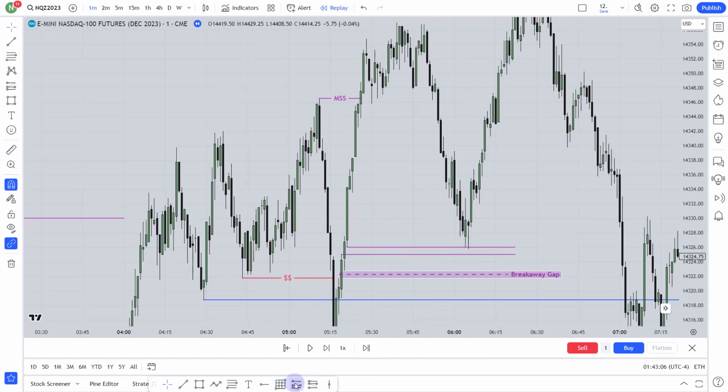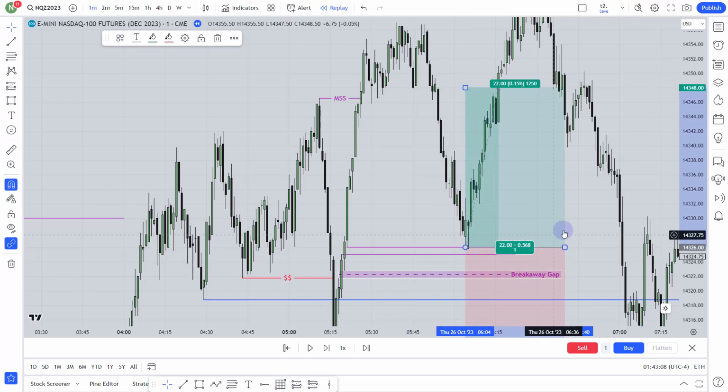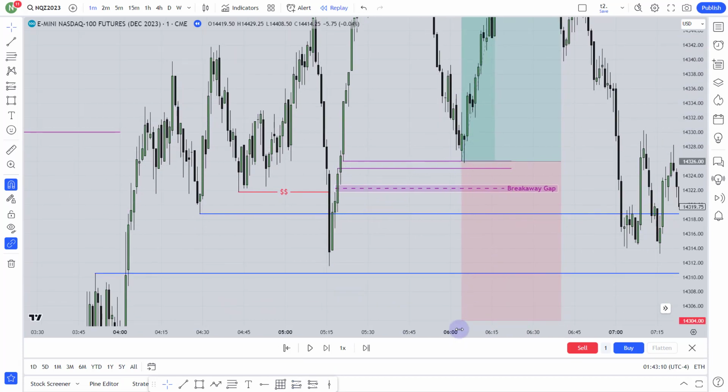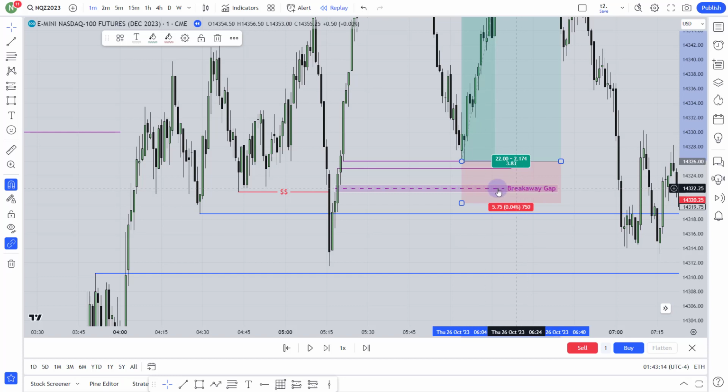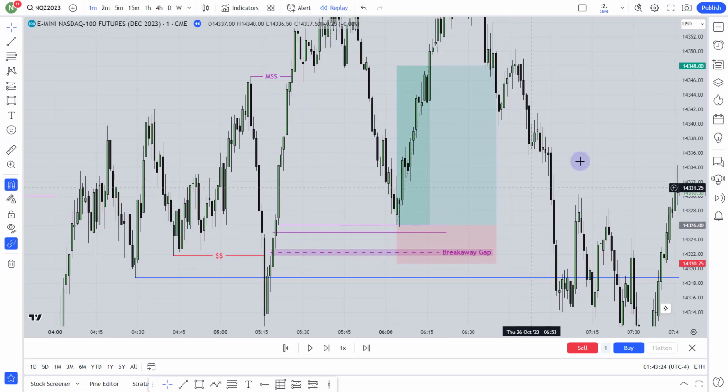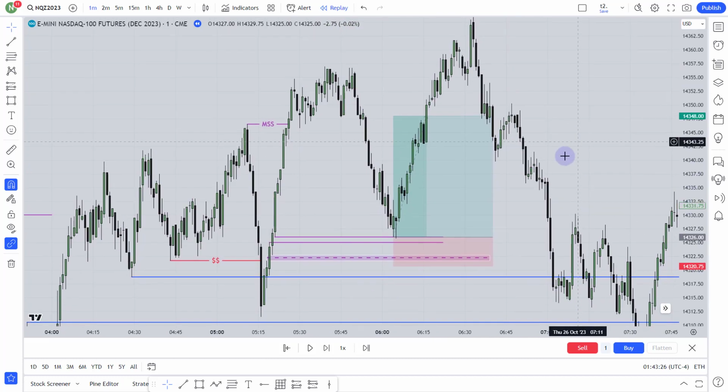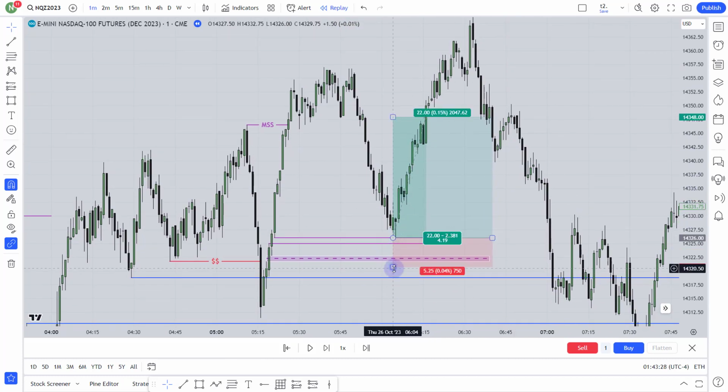But if it can come over here, you will take your entry at that upper fair value gap, and your stop loss has to be below the consequent encroachment of the breakaway gap, but I really recommend you put it just below the breakaway gap. Okay, that will be much more safe a place to put the stop loss, below the breakaway gap.